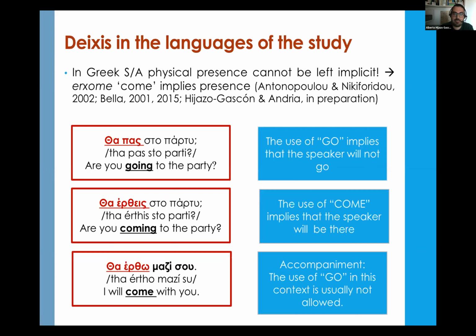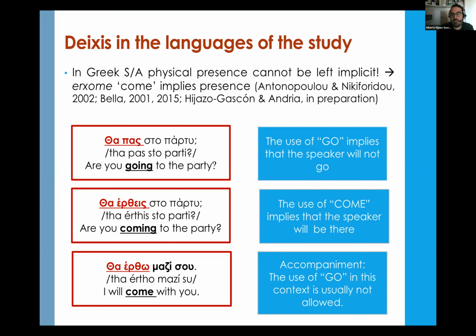So basically, if I say, θα πας στο party, are you going to the party? In that case, I'm implying that I'm not gonna go there. If I say, θα έρθεις στο party, are you coming to the party? Then I imply that I will be there.